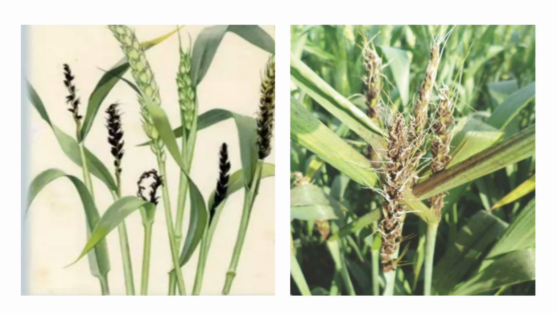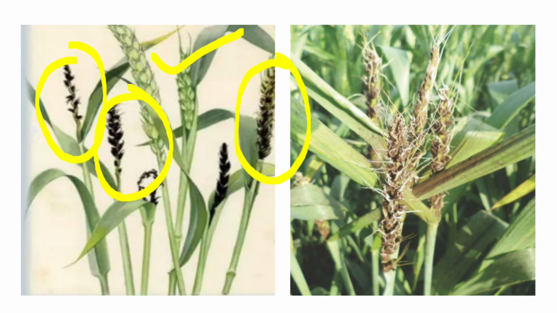Okay, now here you can see the healthy grains. These are the healthy grains, and these are your smutted grains, which are infected by the loose smut of wheat, caused by Ustilago nuda tritici. Here you can also see these are the smutted grains.